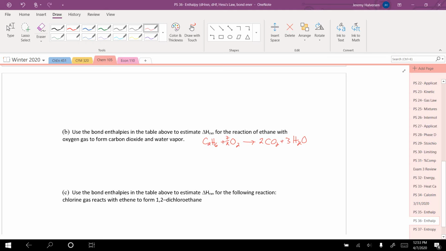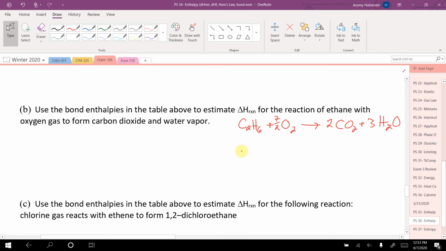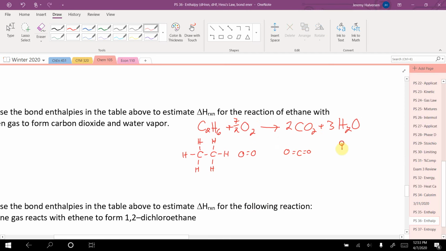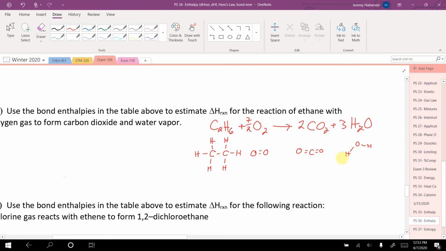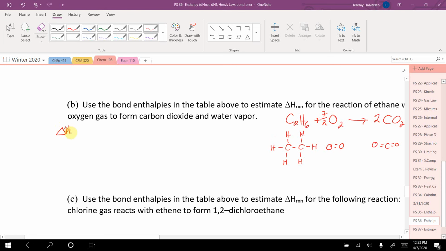Okay, so let's look at what these molecules look like. We're going to have CCHH. And O2 looks like that. CO2 looks like that. And H2O looks like that. All right, so again, we want the sum of the bonds broken minus the sum of the bonds formed.